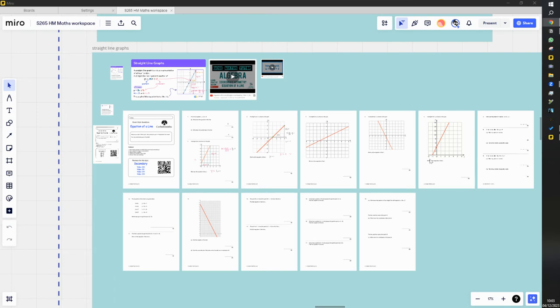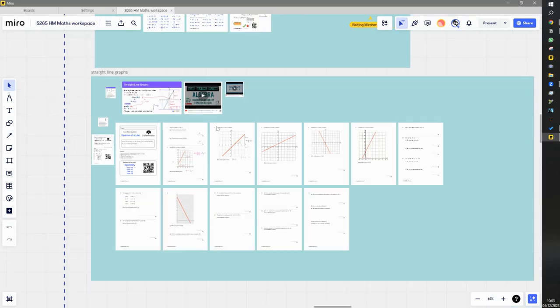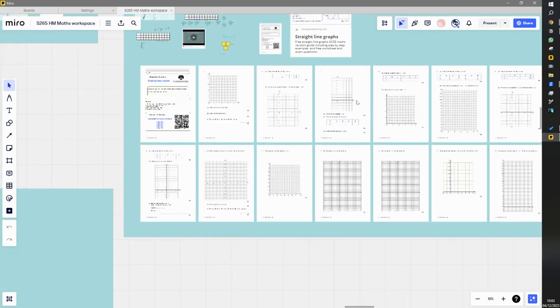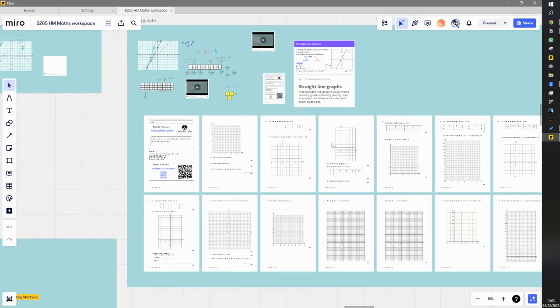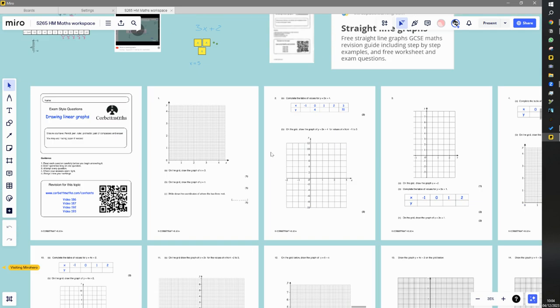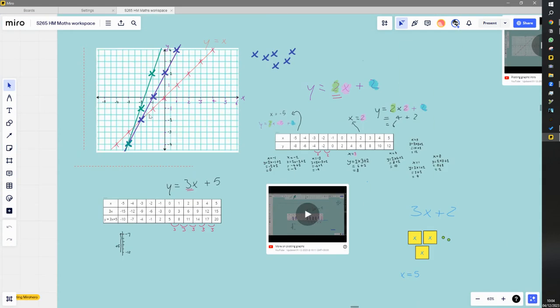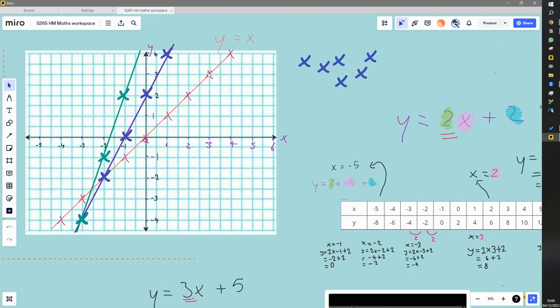Right. So far we've been plotting some graphs, and the point of plotting the graphs is just for me to show you that when we end up drawing a line, every set of coordinates on the line will match up with the equation of the line. So the simple one is y equals x.